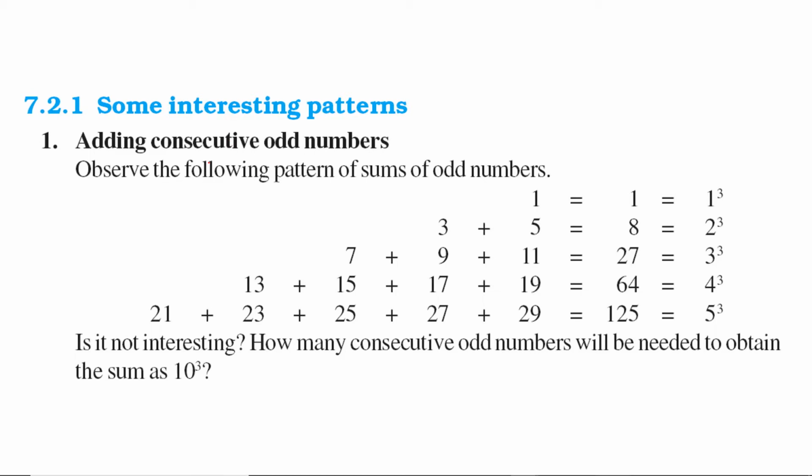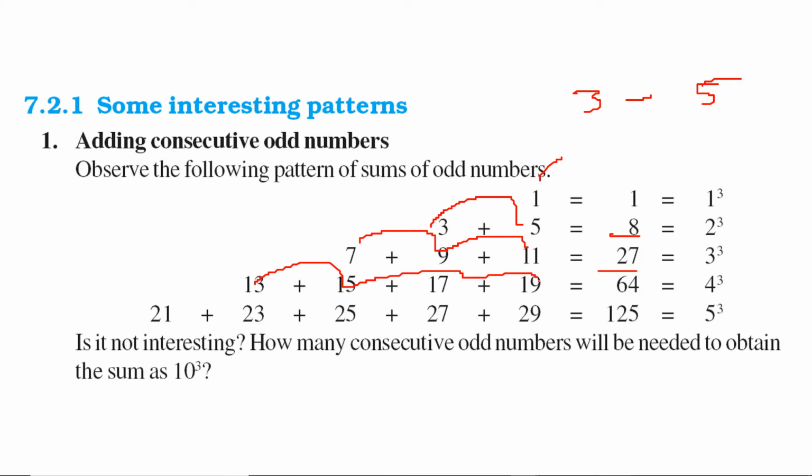There are certain interesting patterns with cubes. When we add consecutive odd numbers, say this is 1. When you add 3 and 5, after 3 what is the odd number? 5. So when you add 3 and 5, you get 8. Then 7, 9, 11, you get 27. 13, 15, 17, 19, you get 64. Likewise, you get 125. This is nothing but 1 cube, this is 2 cube, this is 3 cube, this is 4 cube, and this is 5 cube. Okay?